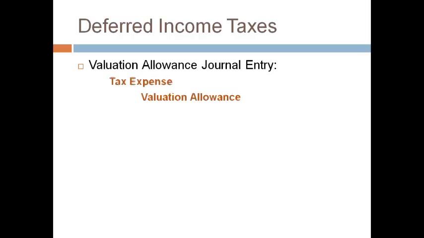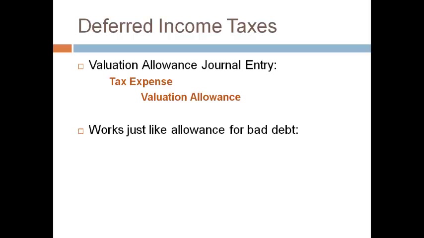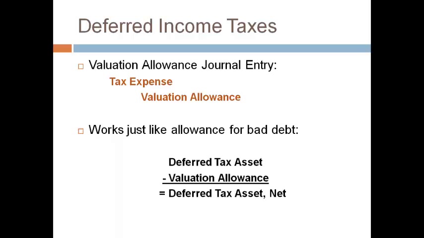A reduction to the deferred tax asset is recorded as tax expense. An expense is recorded when an asset is used up. The valuation allowance is a contra account, and it increases with a credit. The valuation allowance is reported very similar to the allowance for bad debts. The deferred tax asset is recorded net of the allowance account on the balance sheet.